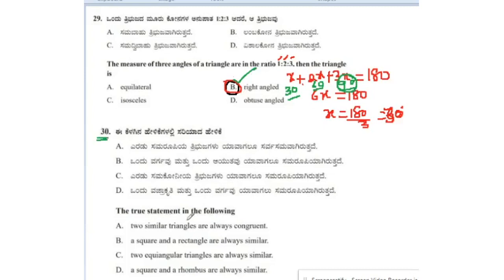30th question. The true statement in the following is: two similar triangles are always congruent; a square and a rectangle are always similar; two equiangular triangles are always similar; a square and a rhombus are always similar. Correct option is C, because two equiangular or two equilateral triangles are always similar to each other.